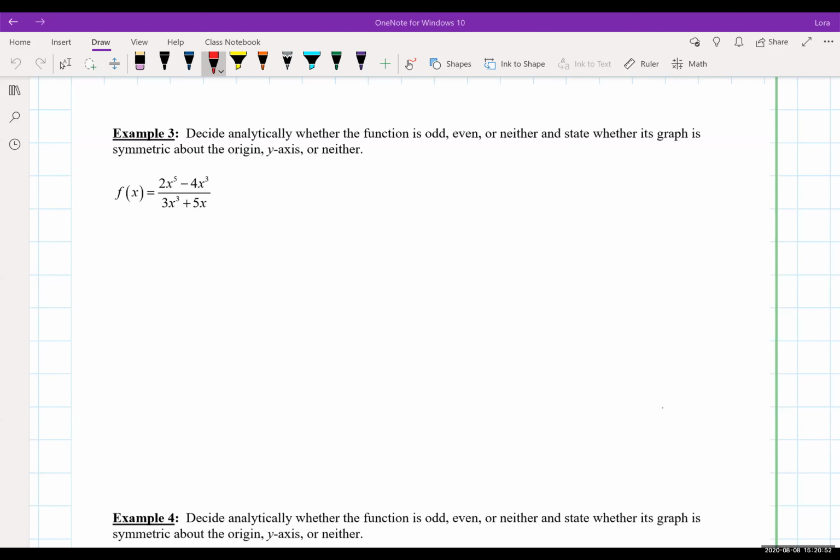Let's take a look at a more challenging function to decide whether it is odd or even. So let's review just a little bit to make sure we remember what it means. The first thing you want to do, if you're deciding analytically, is remember what the definitions are. If we plug in negative x for x, so f of negative x, and once you plug everything in and simplify, it ends up being exactly like the original function, then we have an even function.